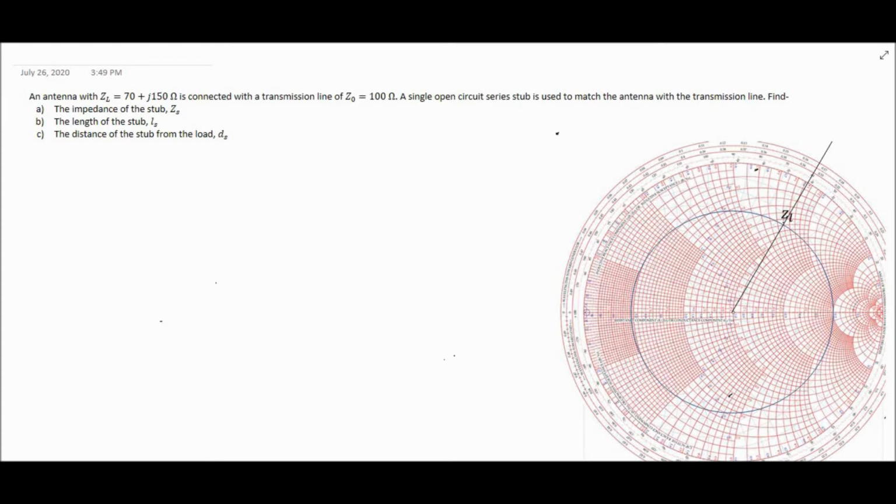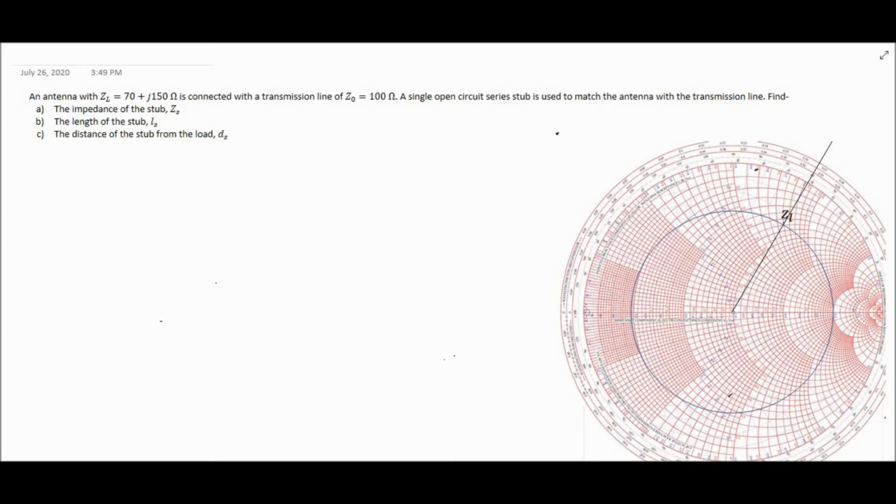We have an antenna with impedance ZL equal to 70 plus j150, which is connected with a transmission line of j100 ohms. As you see, the transmission line impedance is different from the antenna impedance. Therefore, there will be a reflection because of the mismatch of the impedance. Now, we have to design a system that has no reflection, no standing wave. And we can do that by using an open circuit series stub to make the system reflection free.